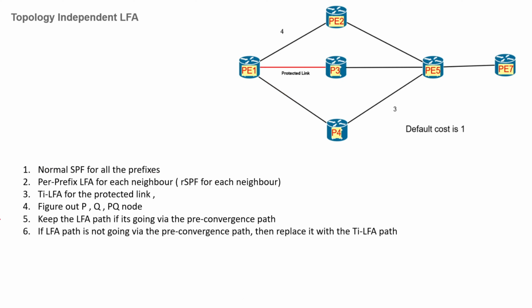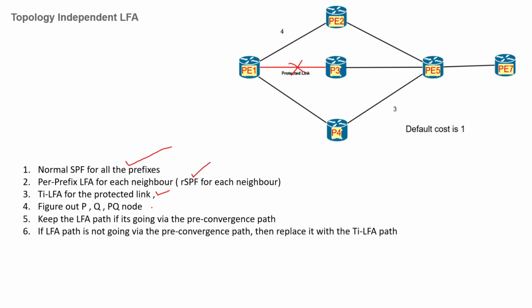So these are the general steps. First, the router is going to run the SPF for all the prefixes, that is using the RSVP for each neighbor. Once that is finished, the router is going to start the Ti-LFA for the protected links. So it will see which algorithm the router needs to use, whether it is link and node, or link node SRLG. So it will bring down this particular link, it will remove this particular link, and then it will try to run the SPF.